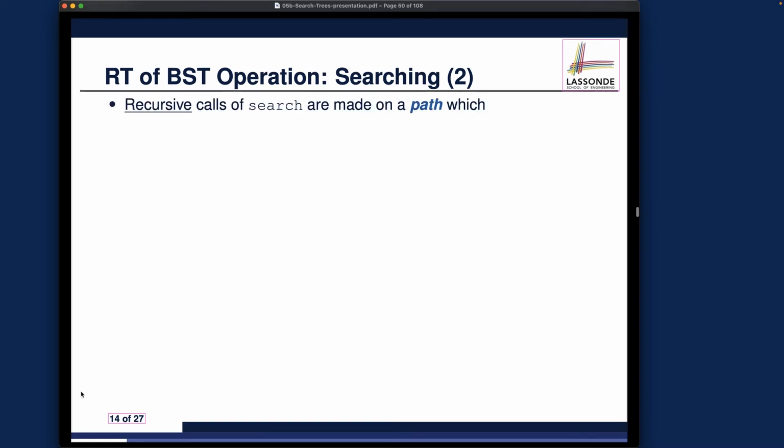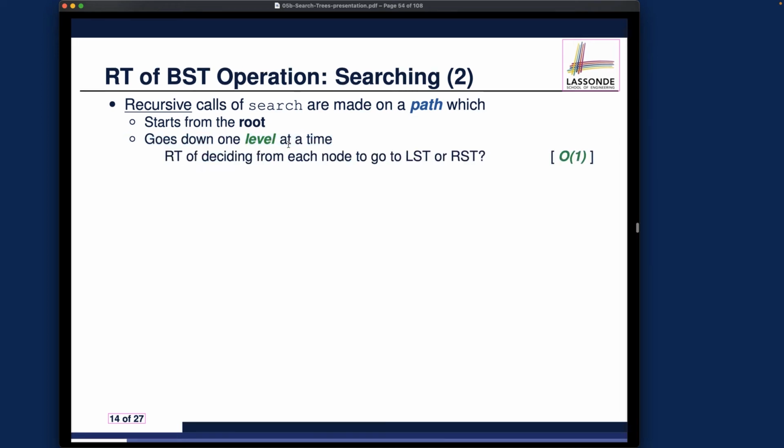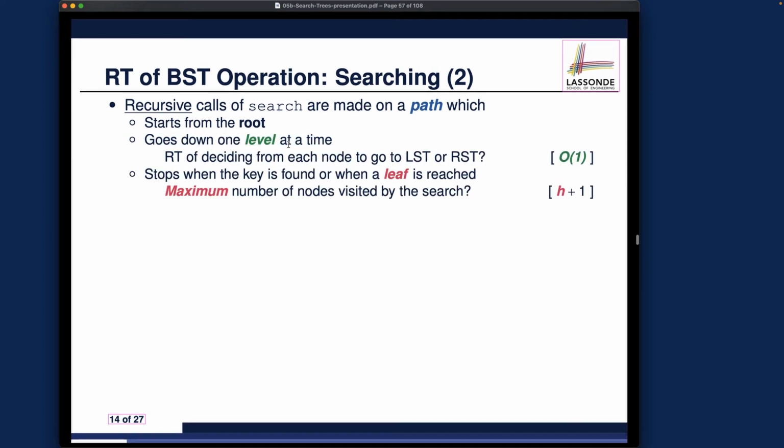We'll see. Right, so the recursive calls for the search are really made on a path through the binary search tree. You start from the root, and you go down one level at a time. So this is really the critical insight. And the slides over here are just summarizing what we said already.